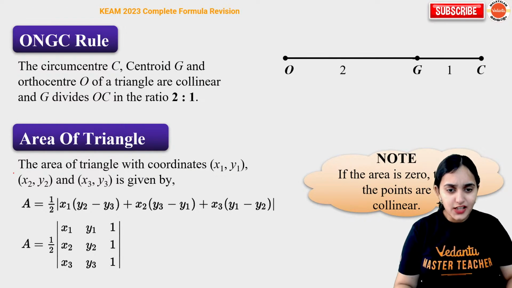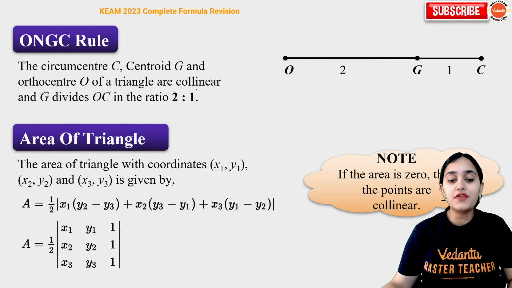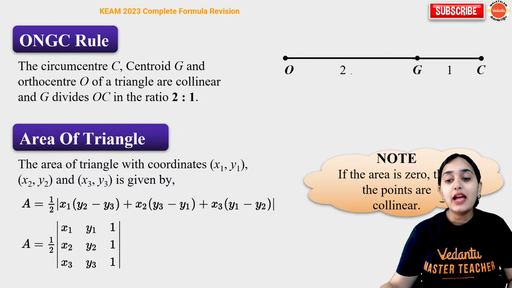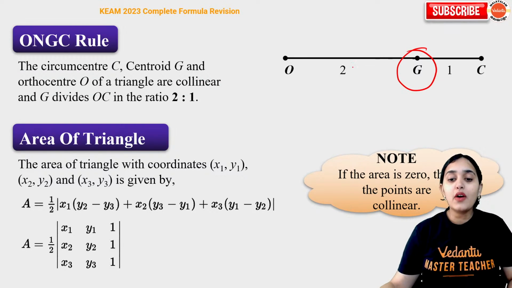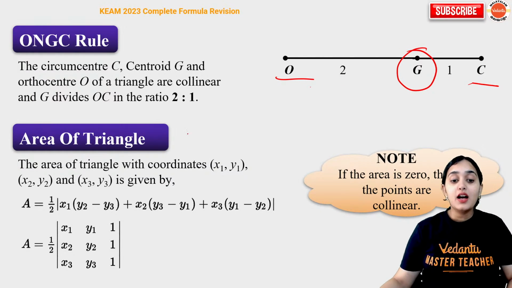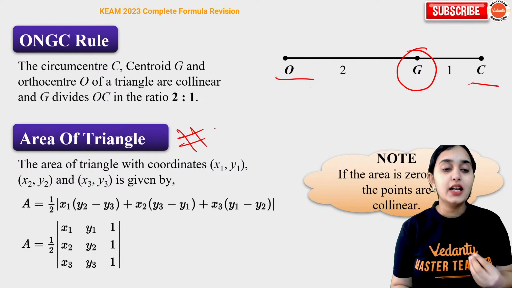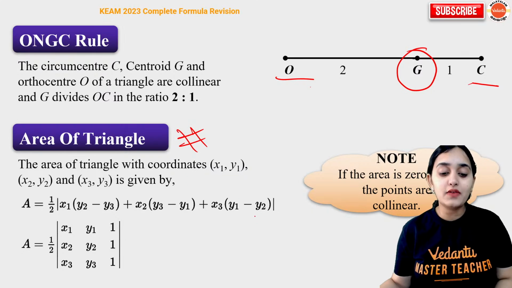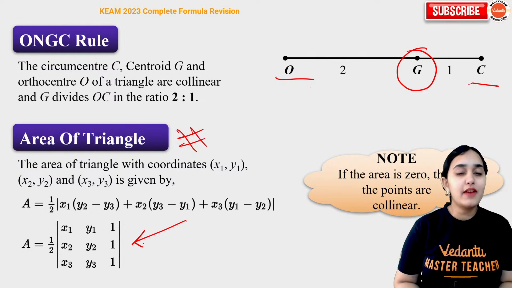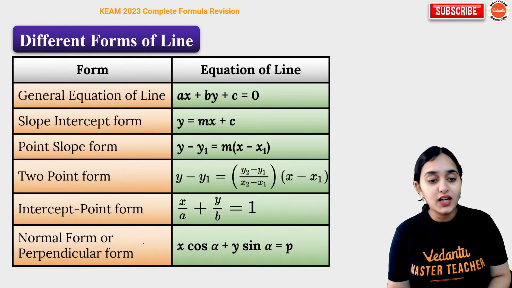some more formulas for you, like the ONGC rule. The circumcenter, centroid and orthocenter of triangles are given. Then you should know that they are collinear, and the centroid divides the orthocenter and circumcenter in the ratio of 2:1. Another important formula which we have learned in the determinant chapter as well: if you want to find the area of a triangle where the coordinates are given, you can directly use the determinant of x1 y1 1, x2 y2 1, x3 y3 1 divided by 2.